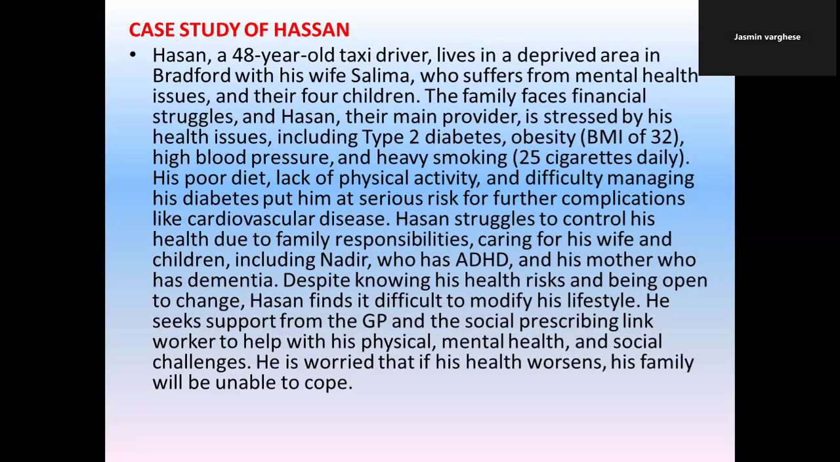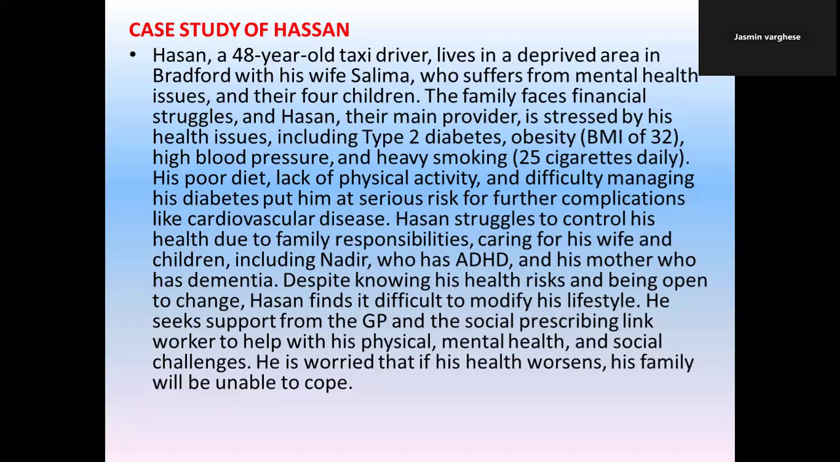That is your task. So here you can see he is smoking a minimum of 25 cigarettes daily. His poor diet, lack of physical activity, and difficulty in managing his diabetes put him at serious risk for further complications like cardiovascular disease, or CVD. Hassan struggles to control his health due to family responsibilities also. He has a physical problem, even financial problems also.